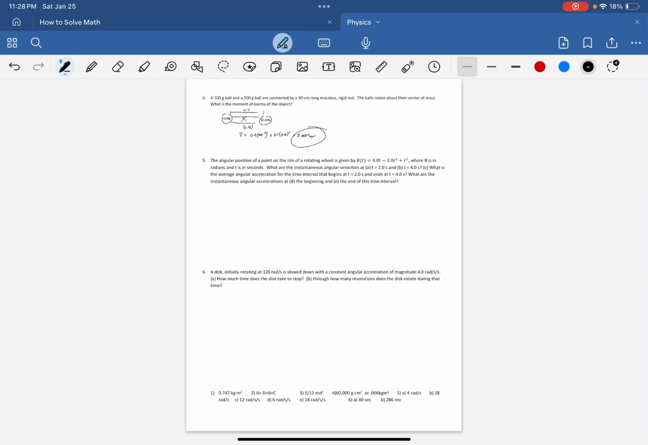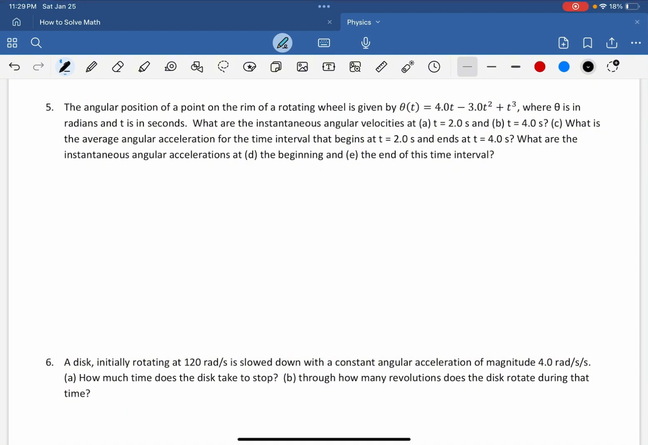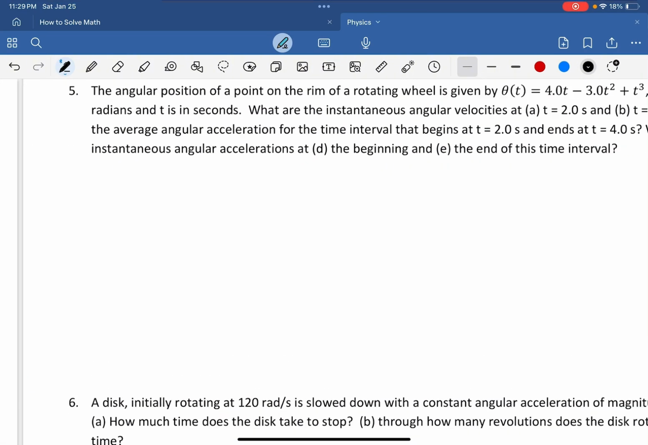We're back to angular position. Nice job, people. The angular position of a point on the rim of a rotating wheel is given by theta(t) equals 4t minus 3t squared plus t cubed, where theta is in radians and t is in seconds. What are the instantaneous angular velocities at t equals 2 seconds and t equals 4 seconds? What is the average angular acceleration for the time interval that begins at t equals 2 seconds and ends at t equals 4 seconds? What are the instantaneous angular accelerations at the beginning and at the end of the time interval?